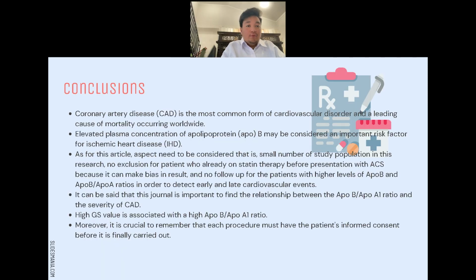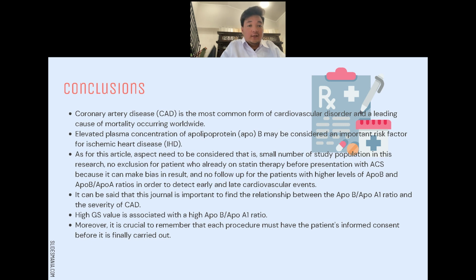Okay, so my name is Ada Prabudi Sakti with student number 253 and I'll explain about the conclusions. So CAD is the most common form of cardiovascular disorder and a leading cause of mortality occurring worldwide. Elevated plasma concentration of apolipoprotein or APOB may be considered as an important risk factor for ischemic heart disease.